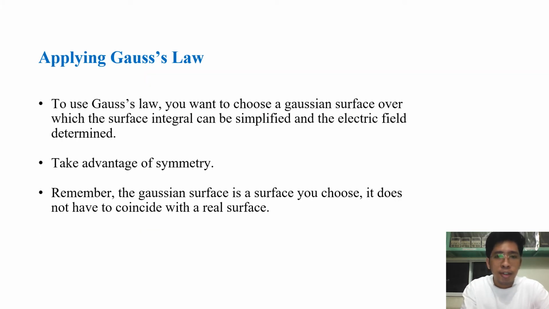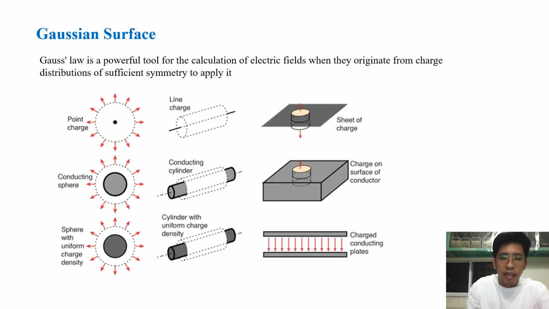To use Gauss's law, you want to choose a Gaussian surface over which the surface integral can be simplified and the electric field determined. The key word here is that we should take advantage of the symmetry. And remember that the Gaussian surface is a surface you choose. It does not have to coincide with a real surface. These are examples of Gaussian surfaces where we are taking advantage of the symmetry.